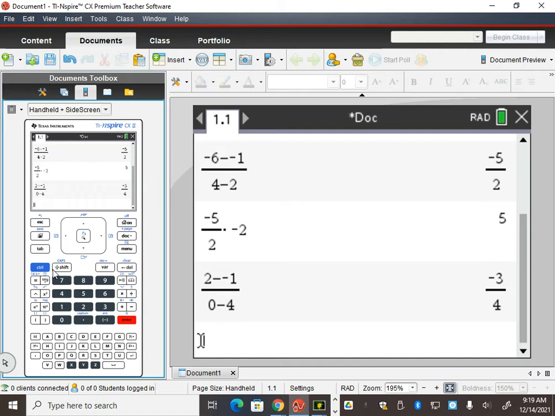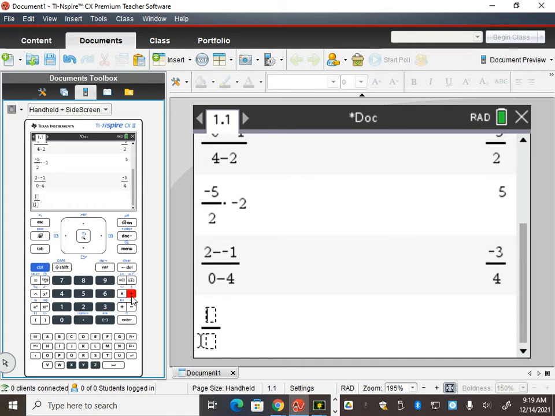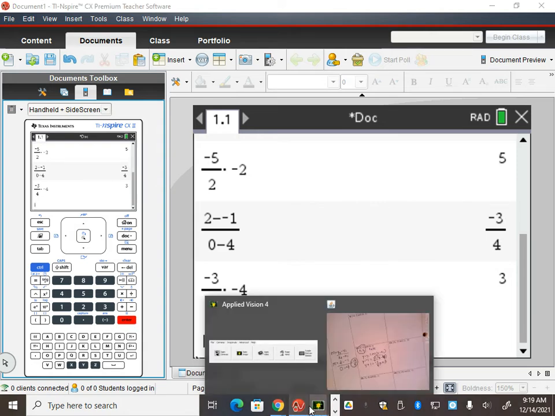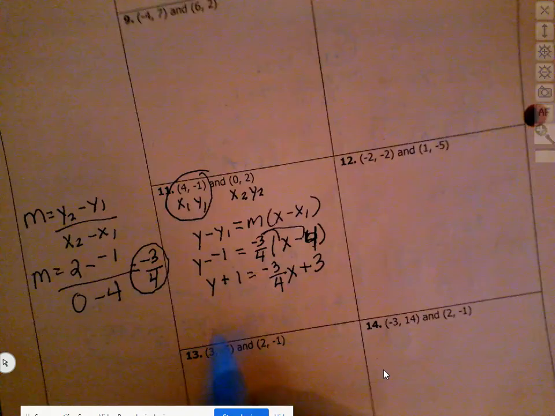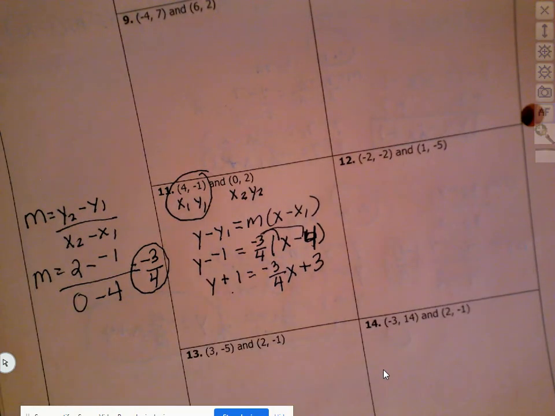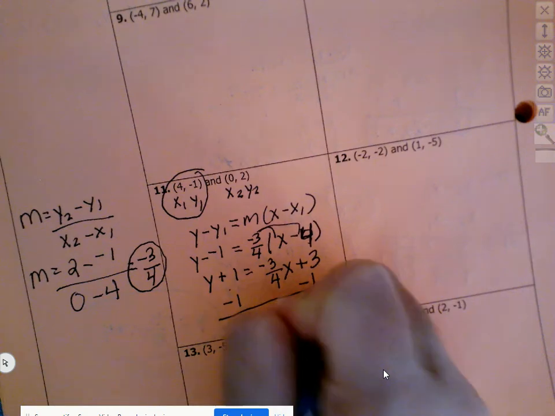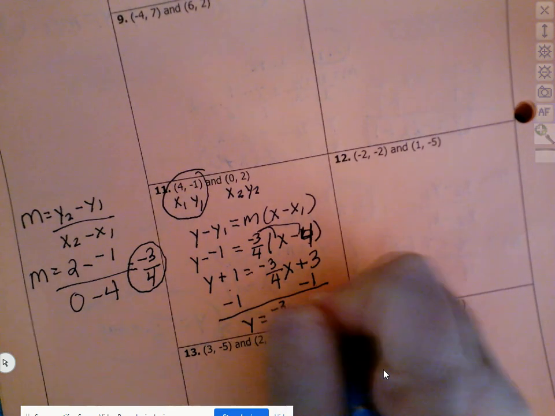So I would do that in my calculator. Control divide negative 3 over 4 times negative 4, and we get 3, so plus 3. Now we need to get the y by itself, so we put our plus 3. To get the y by itself, I have to get rid of the negative 1, so I'm going to subtract 1 from both sides, and I get y equals negative 3/4 x plus 2.